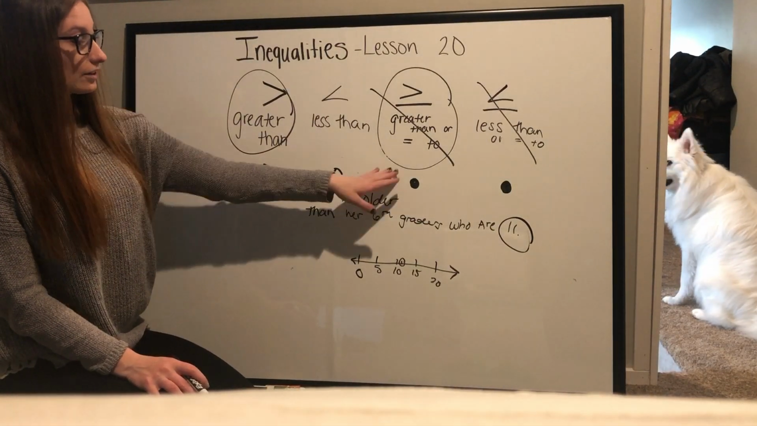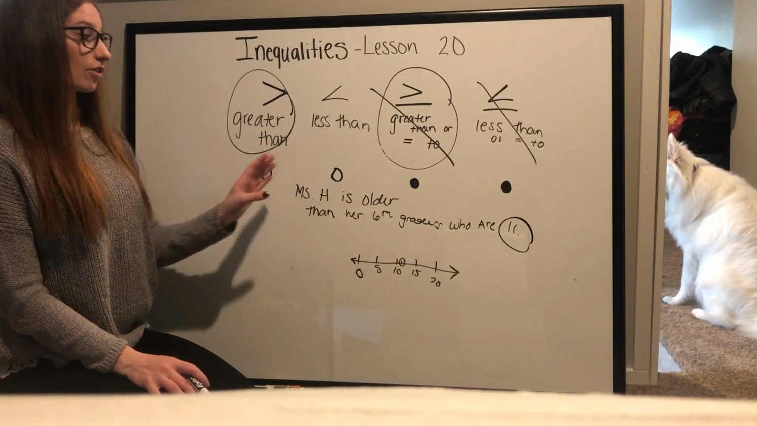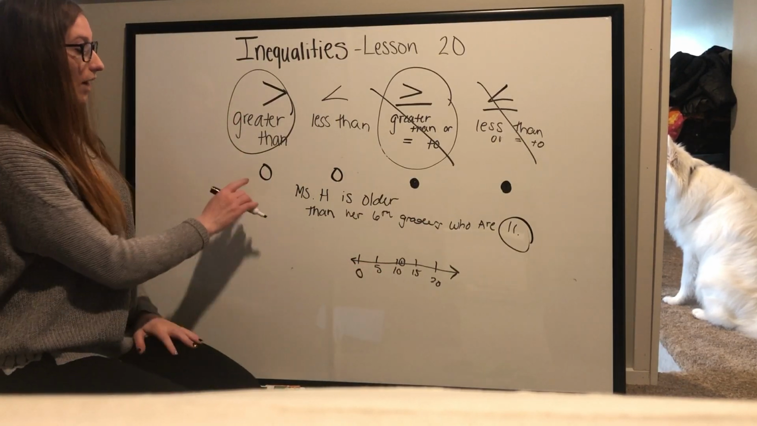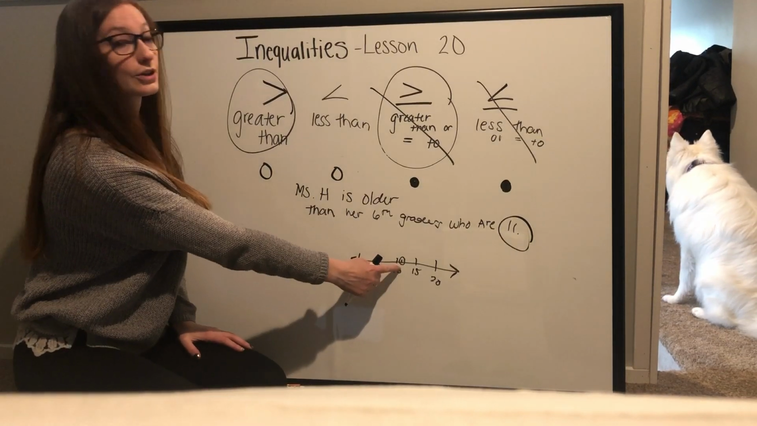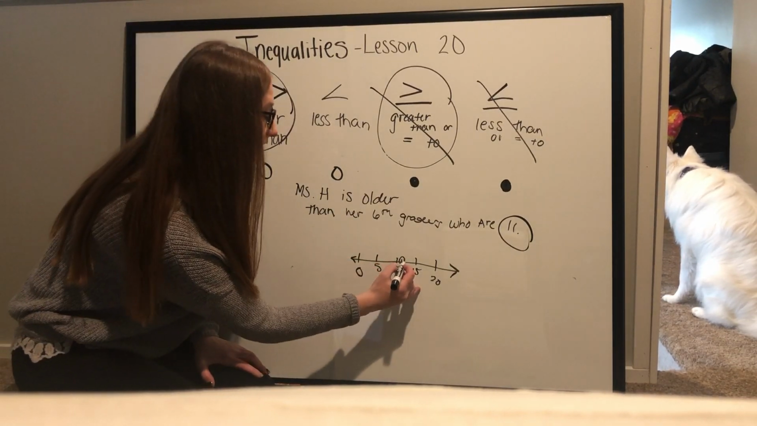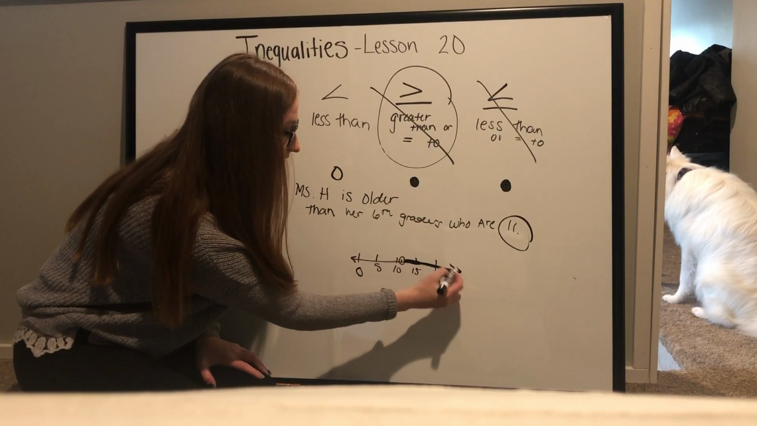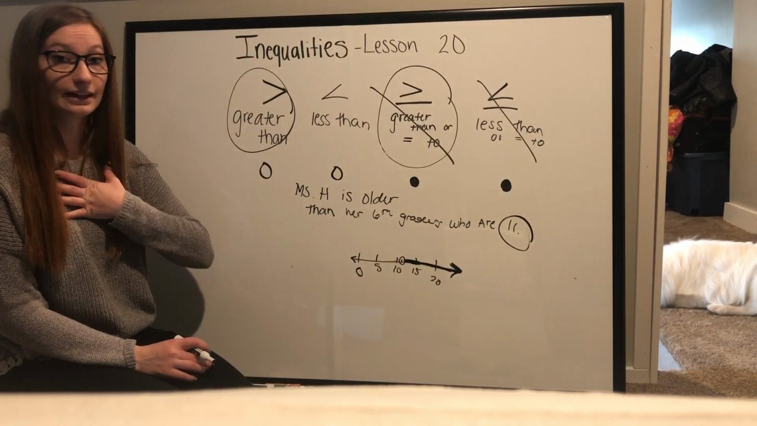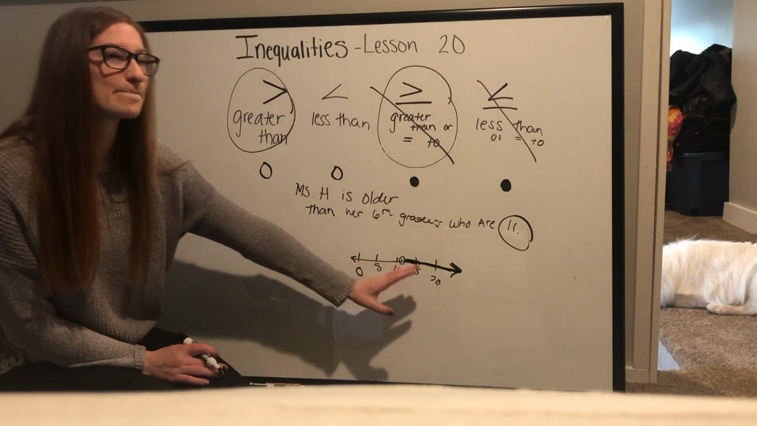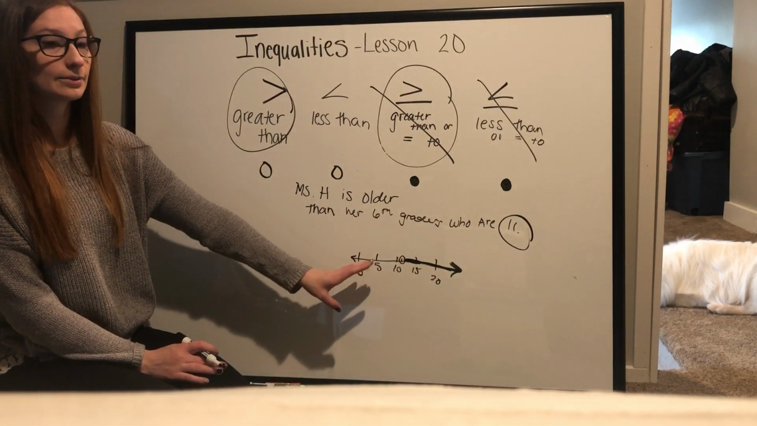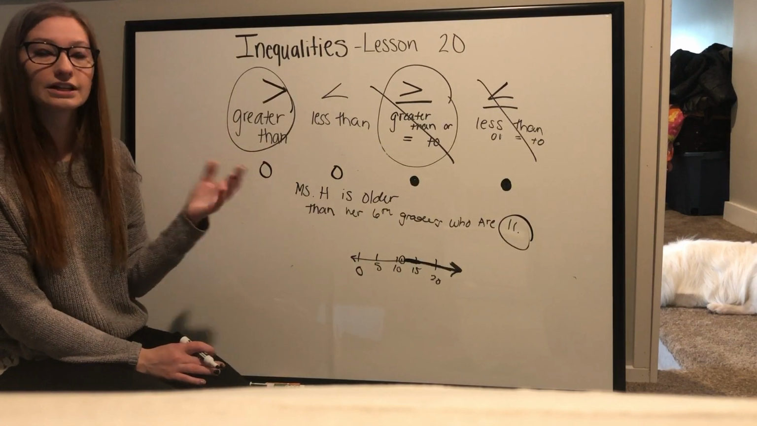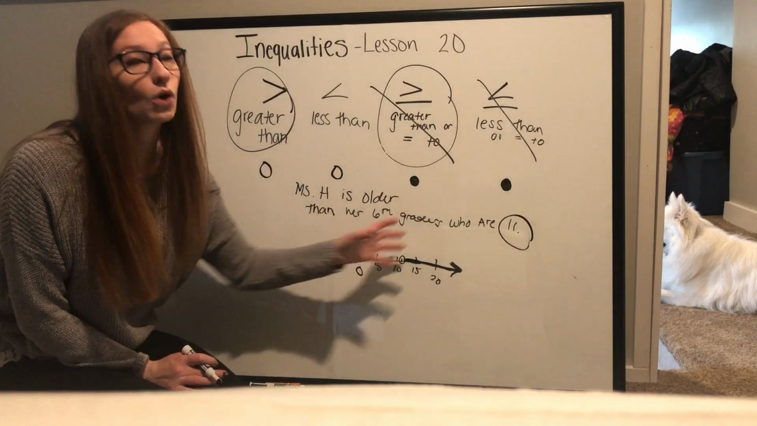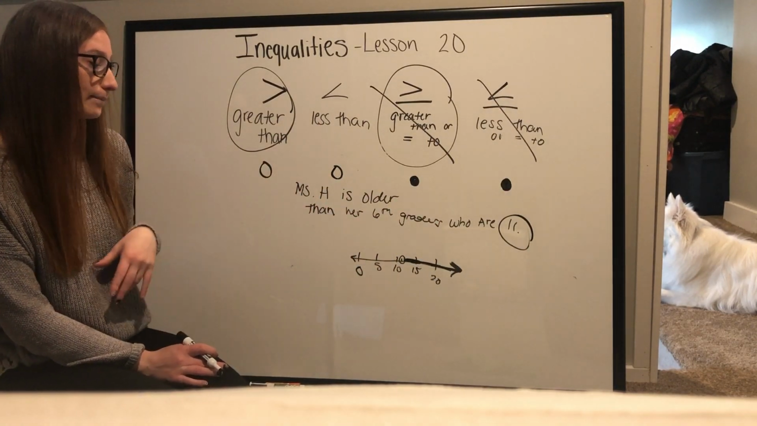Is my circle open? No, because I can't be 11. So, I'm sorry, is my circle closed? No, because I cannot be 11. So I'm going to keep the circle open. And now I'm going to shade all my answers, which would be this way. So this graph is telling me that Miss Hannigan can be anything that's bigger than 11. I can't be 11, but I could be 12, 13, 14. Obviously, that's not realistic, but this is just telling you that I'm going to be older than you, so I can be anything to the right.